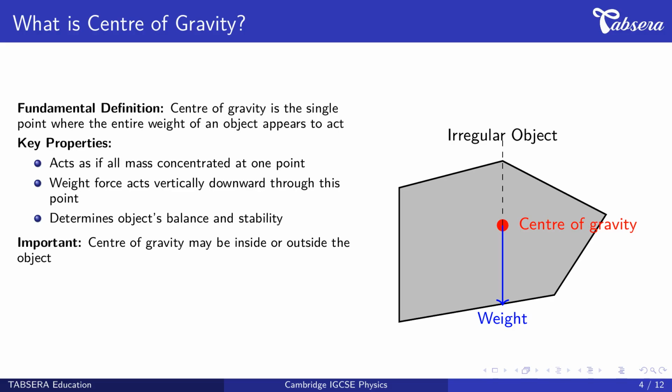Second, the weight force acts vertically downward through this point, always toward Earth's centre. Third, it determines the object's balance and stability behaviour. Importantly, the centre of gravity may be inside or outside the actual object. The diagram illustrates an irregular object with its centre of gravity marked in red. Notice how the weight vector points straight down from this single point.